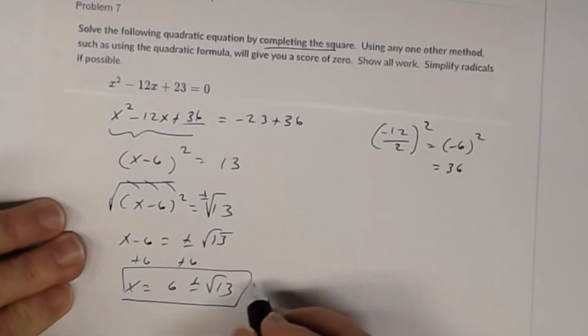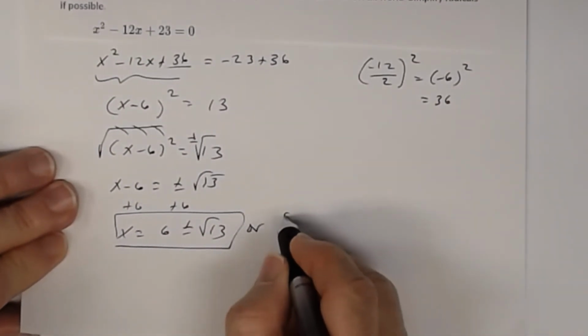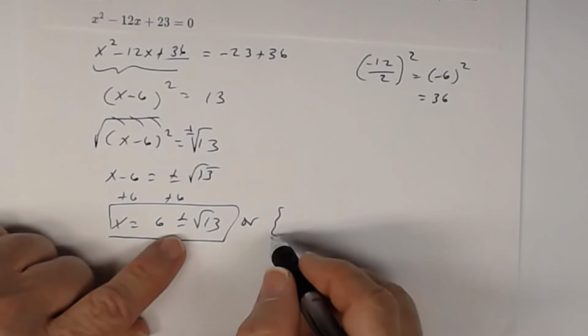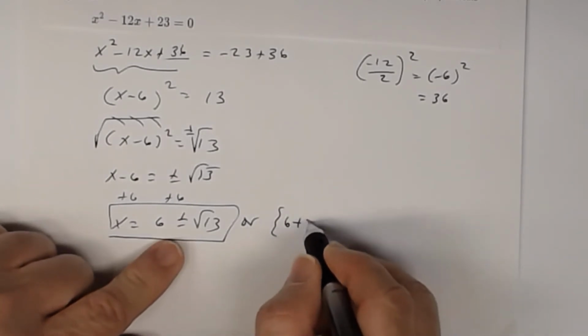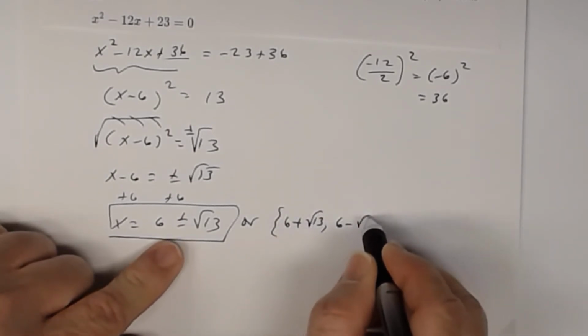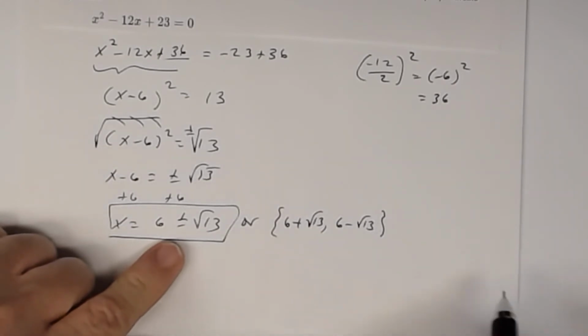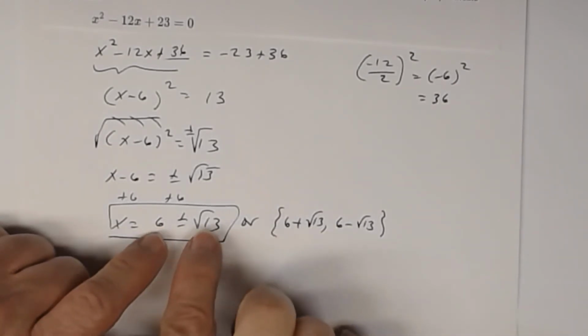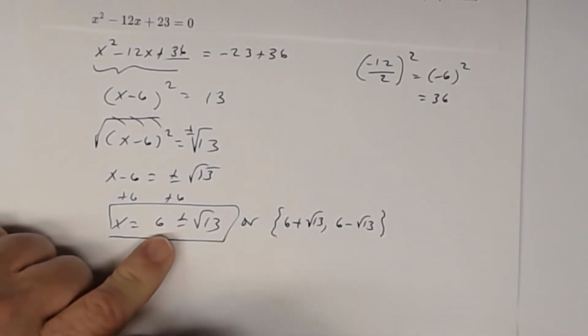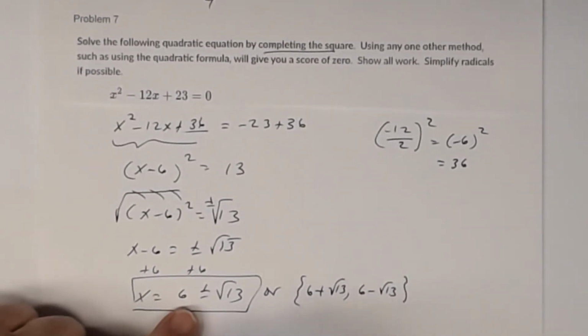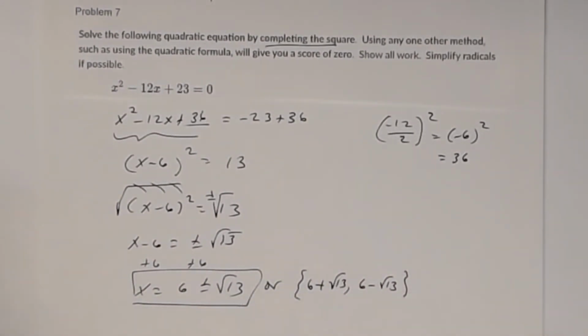And there's your answer. And again, some students wrote it like this. I'm going to write this as a set. Some students wrote it as 6 plus the square root of 13, comma, 6 minus the square root of 13. Okay, so the two distinct solutions means the same thing as this. All right, so that was number 7.